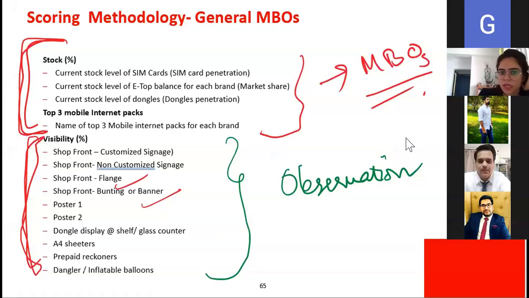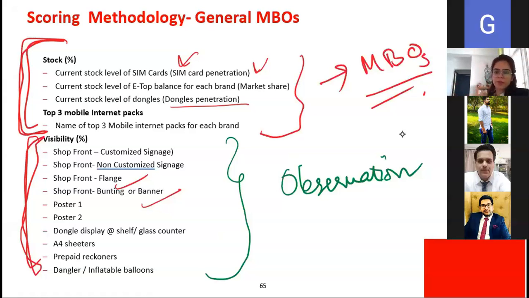So these are the questions. What is the current stock level of SIM cards? What is the current stock level of e-top balance? This was 6-7 years back, so there was no Paytm, and we used to have dongles at that time. So what is the current stock level of dongles? So you are checking the inventory.